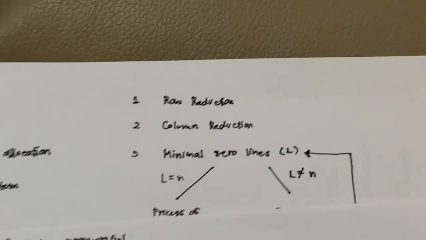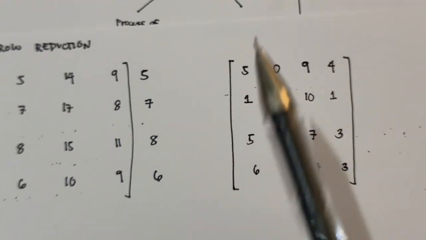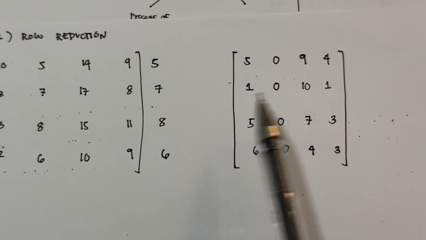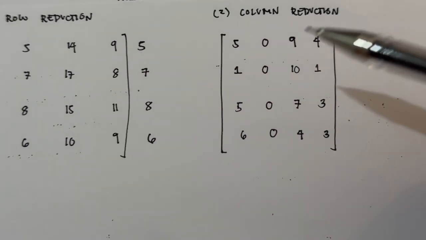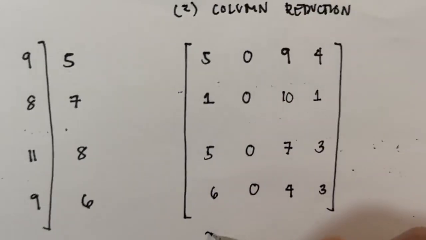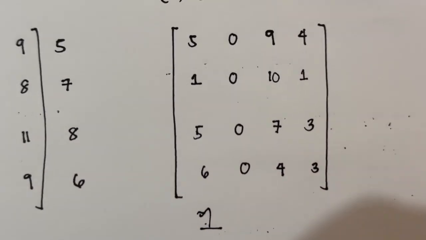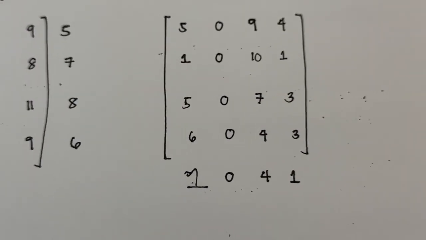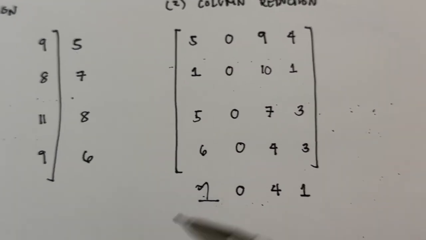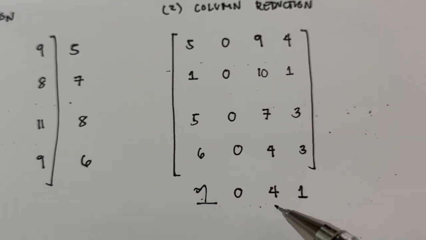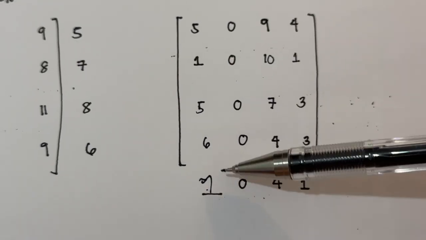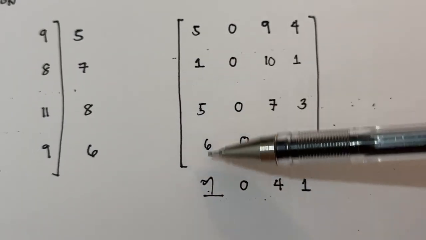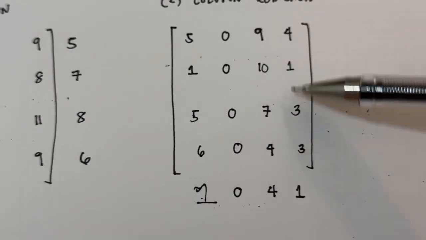And the second step is column reduction. So it's the same thing, but instead of going per row, we're gonna go down per column. So let's go through each column together. Here, we're gonna have the lowest number 1. So here we have 1, 0, 4, 1. And you just do the same. But this time, of course, you subtract this lowest value from each value in its respective column.